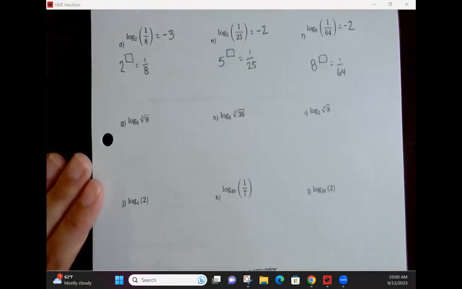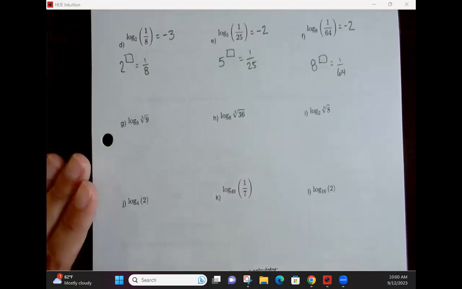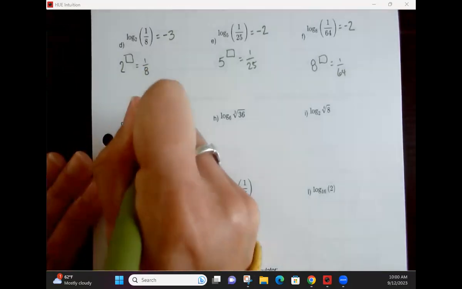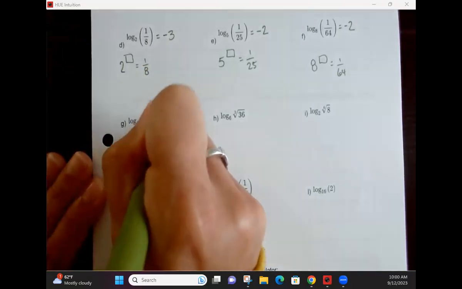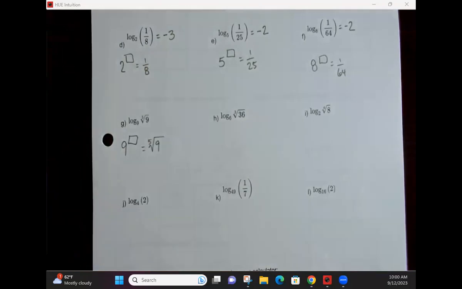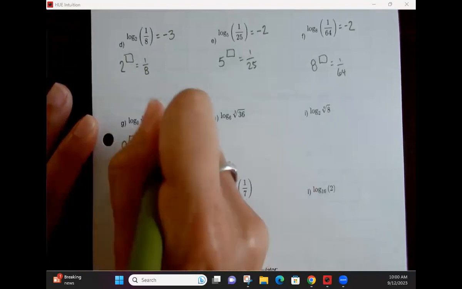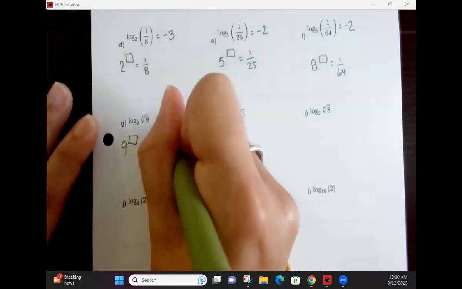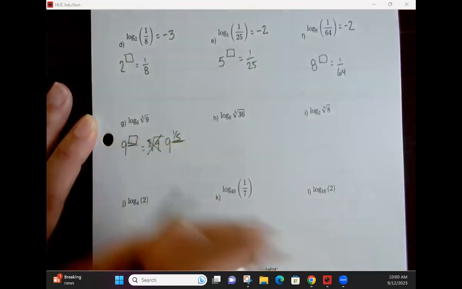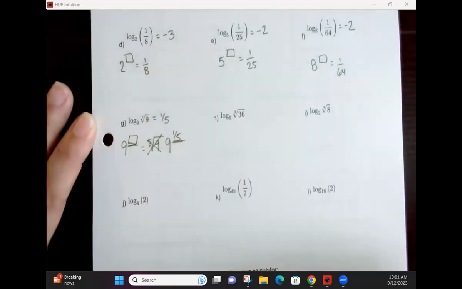In our next row, we've got some more complicated arguments here for our logs, but we're going to set this up the same way. So this would be 9 to what power would give me the 5th root of 9? Very good. So we're using our exponent properties here again. If I don't like leaving this as a root, if it's more helpful to me to see this as 9 to the 1/5 power, so we can see that our exponents need to be equal, then that's okay too. This would still be 1/5.